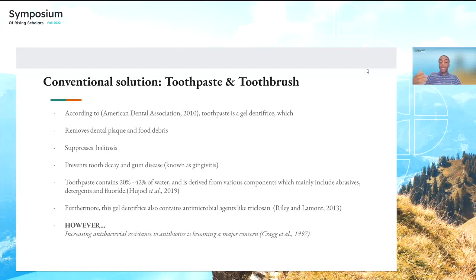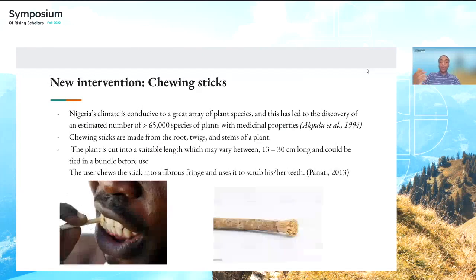Also, some toothpastes have been shown by studies to contain triclosan, which is essentially just an antimicrobial agent. However, there's been an increase in antibacterial resistance to antibiotics that are used not only in oral hygiene, but in all forms of antibacterial practices. And so there is a need for a new solution and a new intervention. And this comes in the form of chewing sticks.